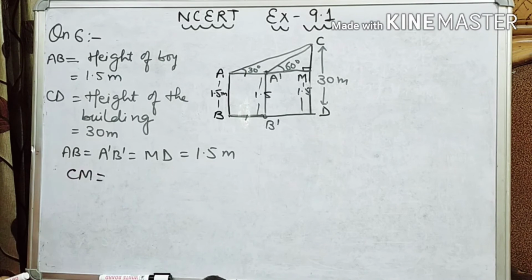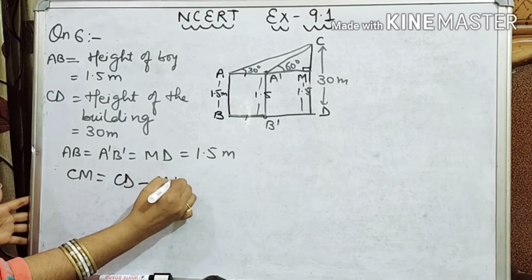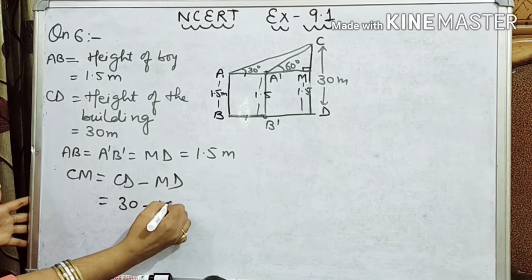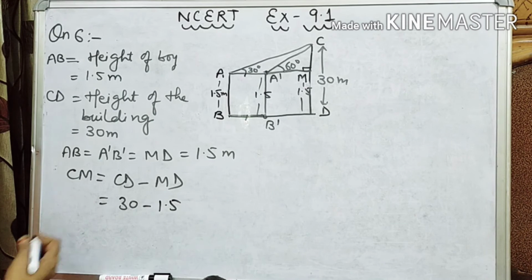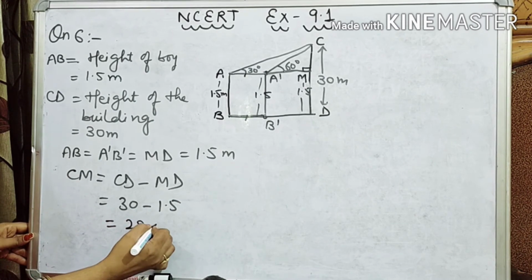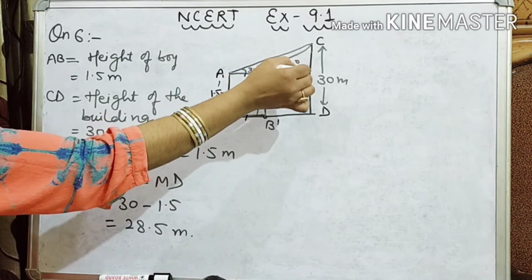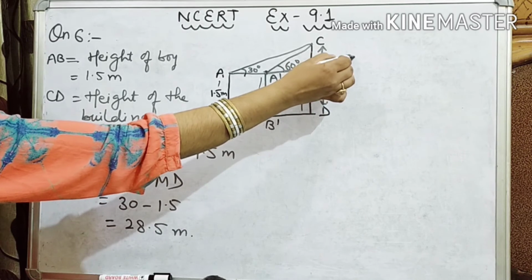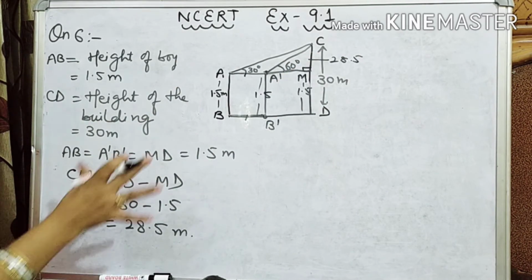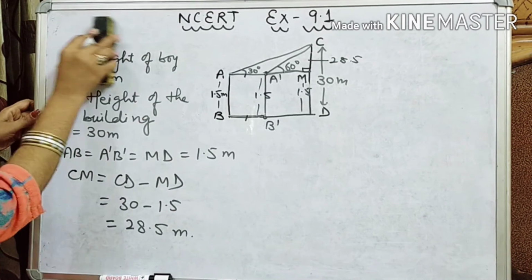CM we can find out by subtracting CD and MD. CD was 30, MD was 1.5, so it must be 28.5 meter, right? So the CM should be 28.5. Now we have found all the things related to the figure. Now we'll move to the right triangles.